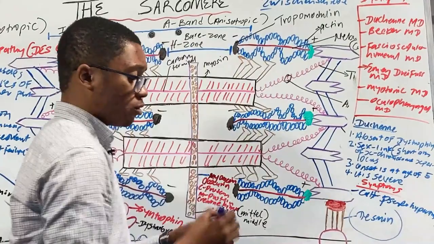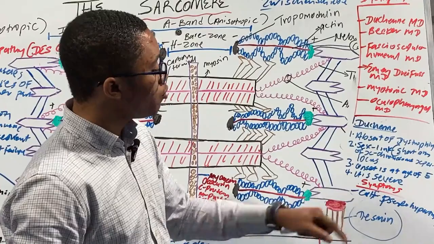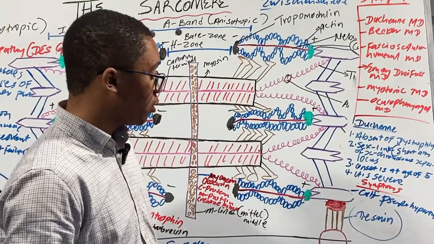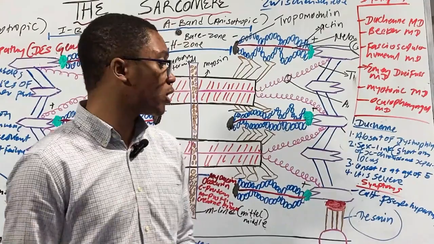Since this child has calf pseudohypertrophy, most of them wouldn't be able to walk properly. Most of them will be falling, so frequent falls and inability to walk. Even some children cannot walk up to the age of 12 years old.